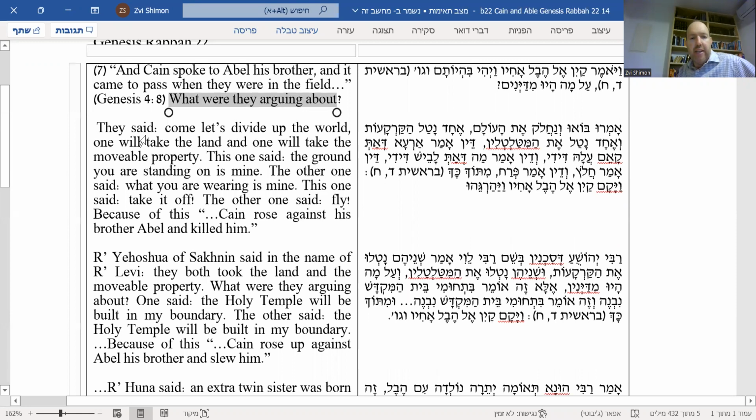Opinion number one, they said, come, let's divide up the world. One will take the land and one will take the movable property. Right, and we can anticipate the farmer, Cain, will take the land, and the shepherd will take the movable property. So after they divided all the wealth, this one said, the ground you are standing on is mine. So comes the farmer Cain to Abel, and he said, listen, I got the land, you're on my land.